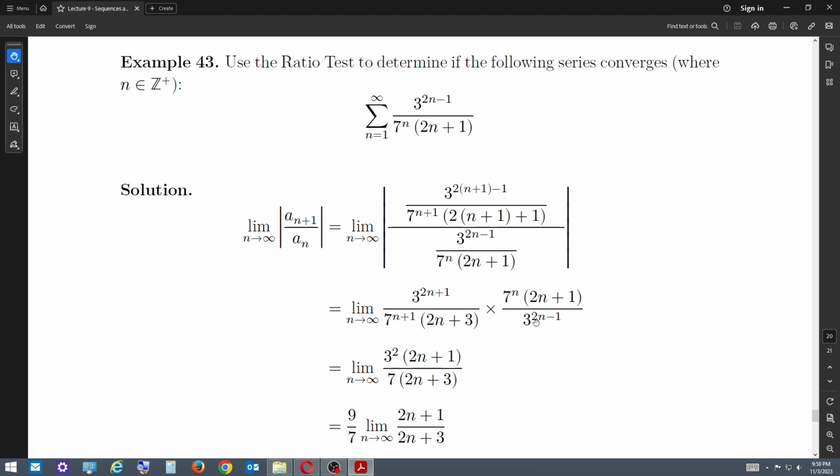To simplify this, the 7 to the power n is easy, because you could just write this one as 7 to the power n times 7. And the 7 to the power n cancels, we're left with 7. The 2n plus 1 and the 2n plus 3 remain. The power of 3 you have to be careful with. You could think of this as 3 to the power 2n times 3 to the power 1. You could think of this one as 3 to the power 2n times 3 to the power minus 1. The 3 to the power 2n cancels, and you get 3 to the power 1 divided by 3 to the power minus 1, which is the same as 3 to the power 1 plus 1, so 3 squared.